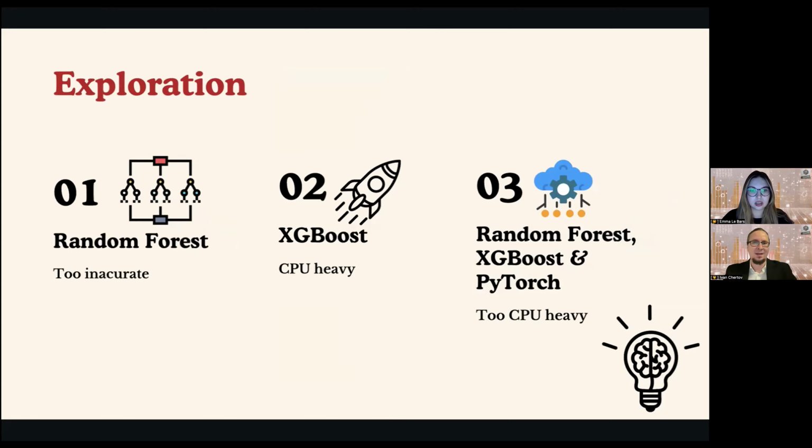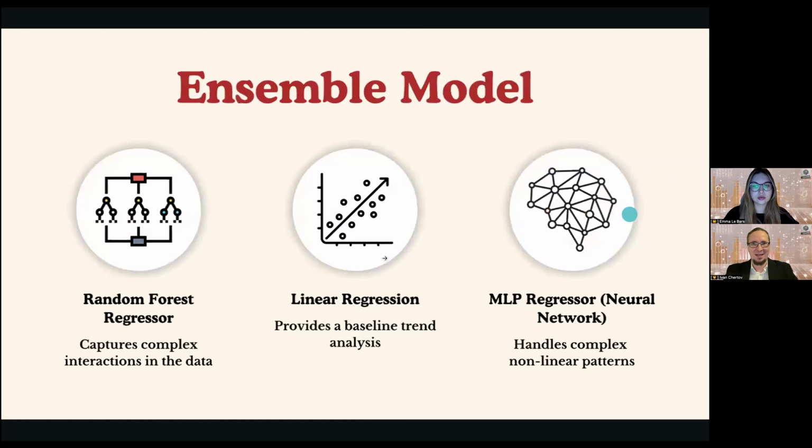Then we tried another algorithm, and by the end, we came up that we maybe can combine them. Our first approach of an ensemble model was a combination of random forest, XGBoost and PyTorch, and it was simply too CPU heavy. At the end of the day, we came up with our final ensemble model consisting of random forest regressor, linear regression, which you also probably know from your bootcamp, and MLP regressor, which is also a neural network, which worked well with our computers.